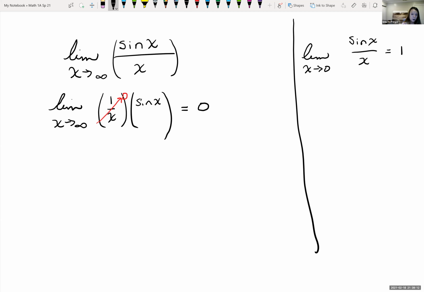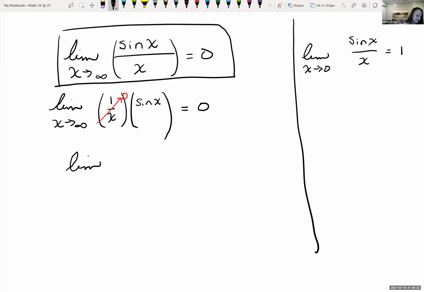And so that's an important limit to know. The same thing happens as the limit as x goes to negative infinity of sine x over x. Oops, I forgot to put the negative. That also is equal to 0.